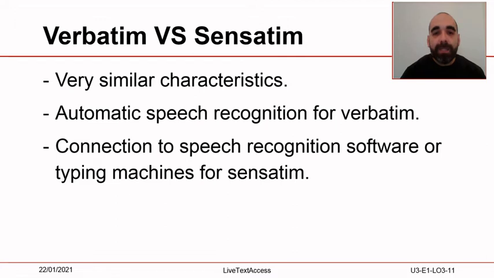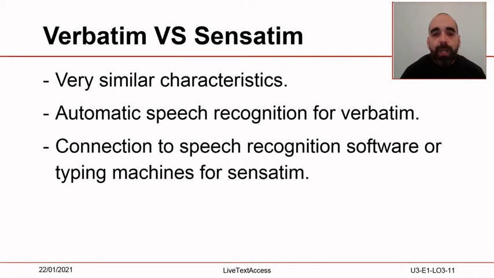Verbatim and sensatim are related to the way the professional creates the subtitles and not to software characteristics, which are usually very similar for both. Verbatim subtitles are a word-for-word transcription of the speech without features of orality, while sensatim subtitles are more focused on the content of the speech than on the words used.